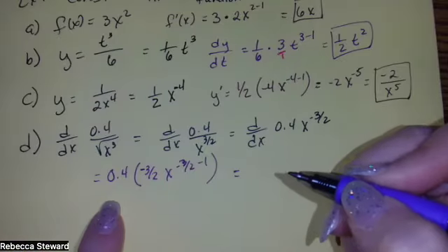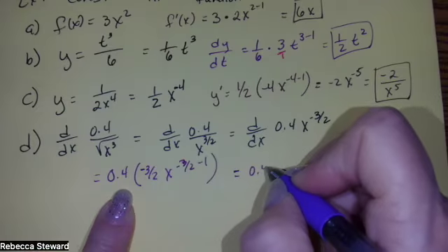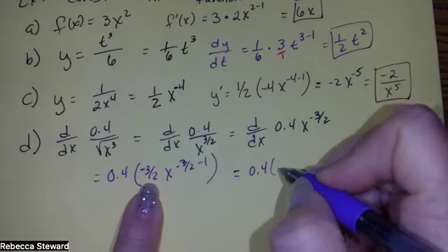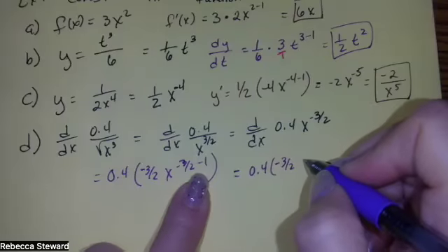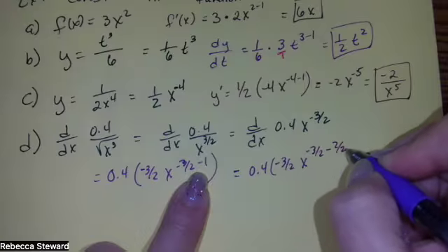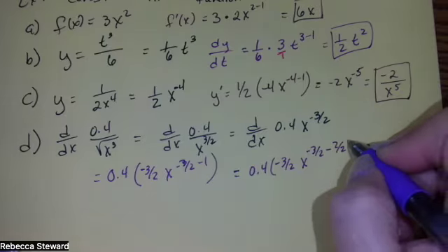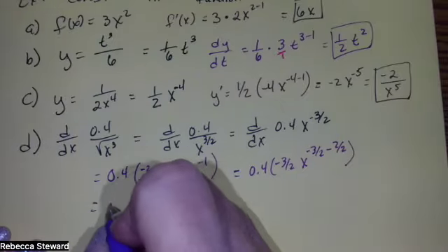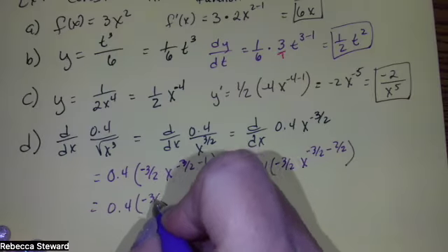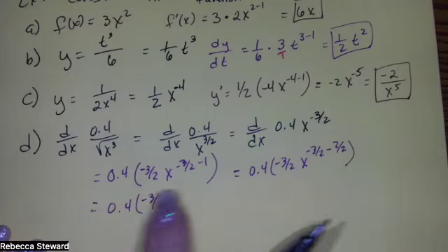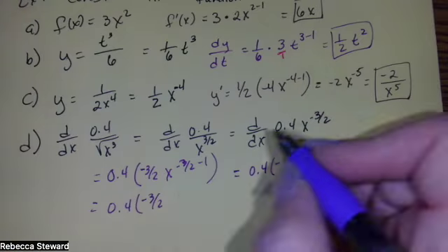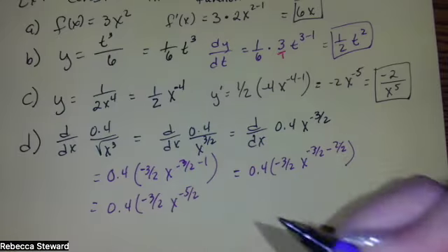All right, so now we have 0.4 times that negative 3/2. Let's go ahead and get us some common denominators. X to the negative 3/2 minus 2/2. That's the same thing as 1. So this will get us 0.4 times negative 3/2. And you could go ahead and multiply that early, but I'm just trying to work one part at a time. So negative 3 minus 2 will get us x to the negative 5/2.